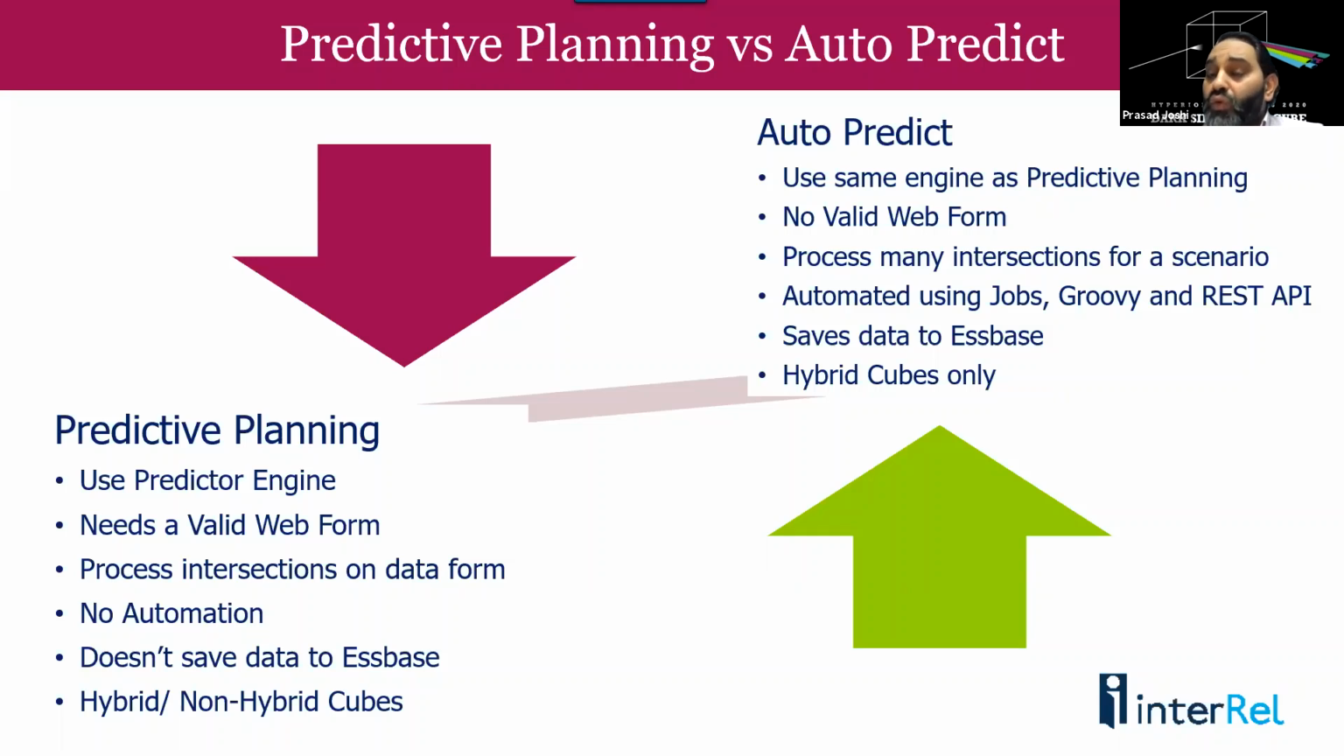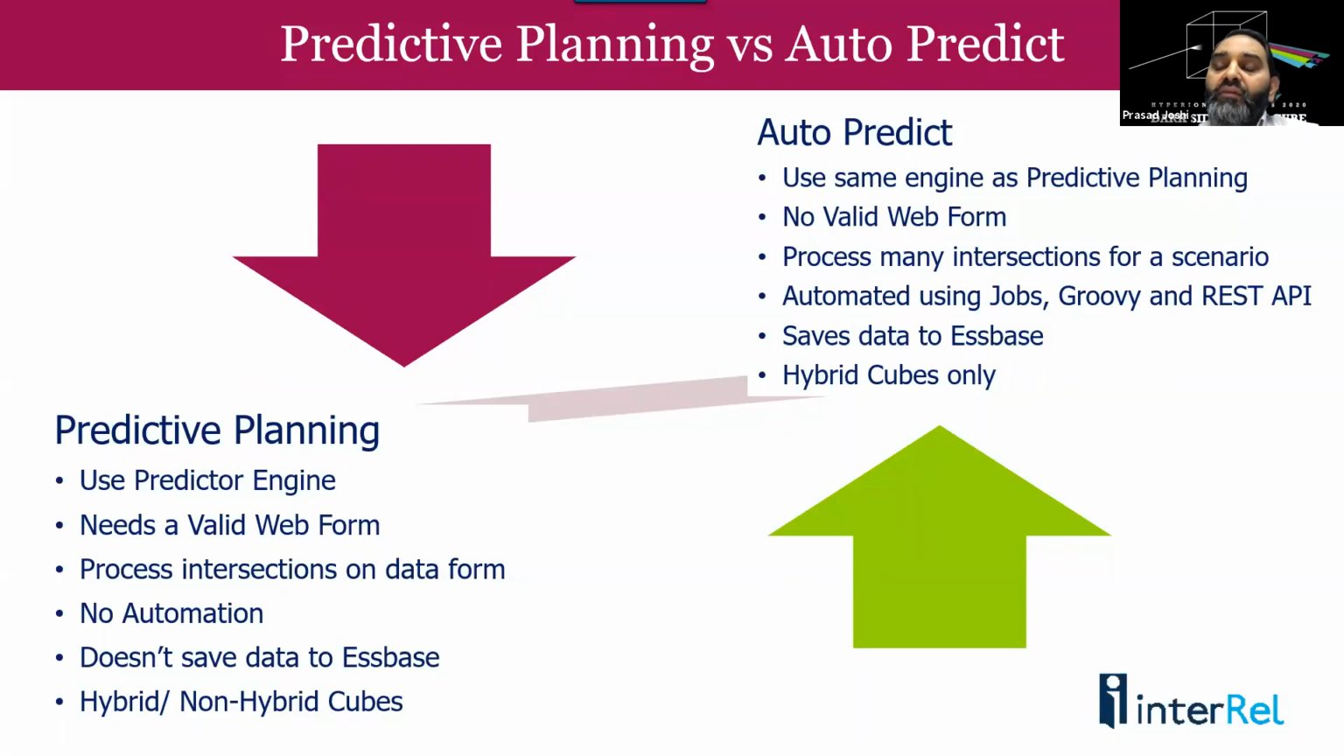Whereas with AutoPredict, you can just define the prediction areas, and then you can essentially run it for hundreds of thousands of rows at a time if needed. So there is no restriction on that front. Next, there is no automation available with predictive planning, but with AutoPredict, you can create a scheduled job. You can automate that through the scheduled job. You can use Groovy and REST API, which I will cover a little bit later on, to automate that as well, or do cross-portfolio pod runs as well.